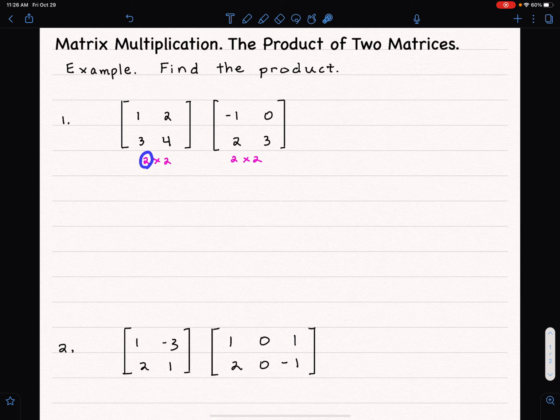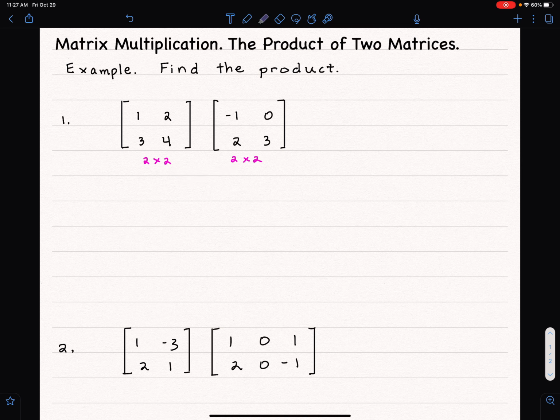So when I say 2 by 2, what that means is that I have two rows, that's this two. And then there's two columns, and so that's that two. So it's always rows, then columns. And over here, similarly, two rows and two columns. And what we're going to see is that for these two that are next to each other, the columns of the first have to match the rows of the second.